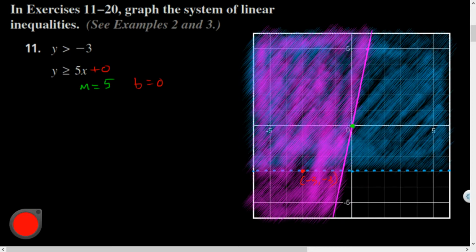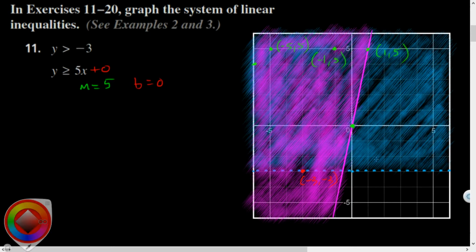Let's see. Someone give me a point that's a solution. Over 1, up 5. Yep, that's barely on the line. 1, 5. 1, -5 would not be. -1, 5. Yep. That's in the common shaded region. -5, 5. Yeah, that's a good solution right there. -6, 4, somewhere around here. Yeah, so those are solutions.